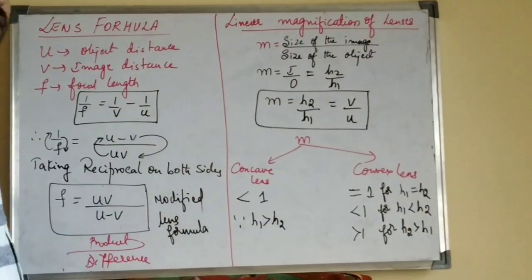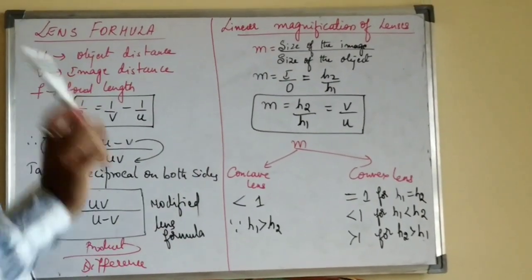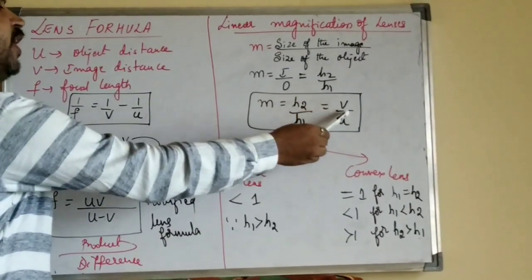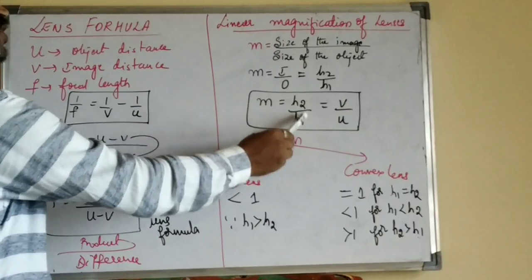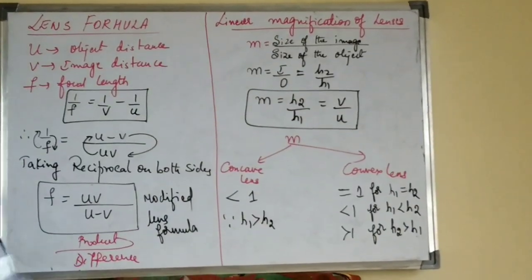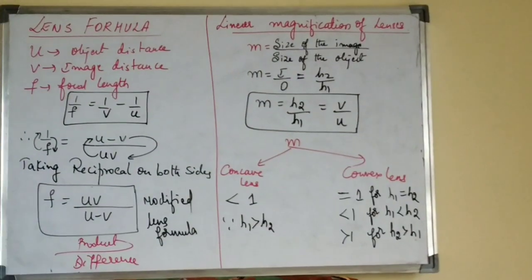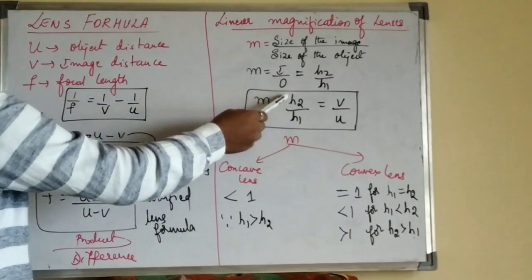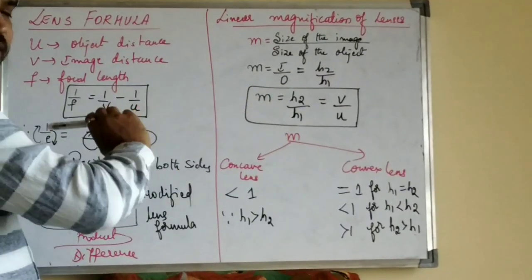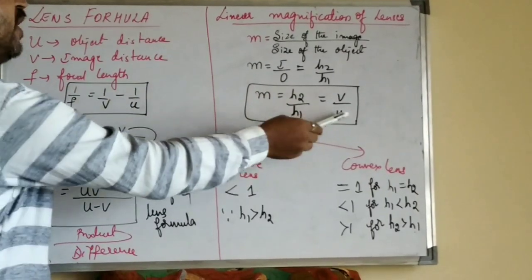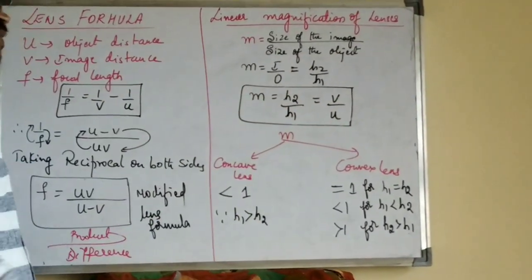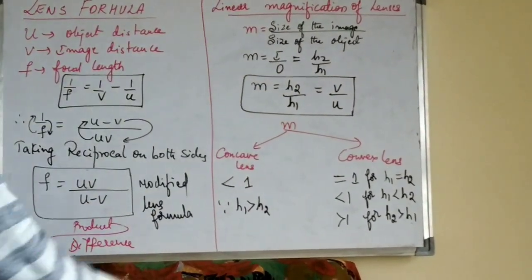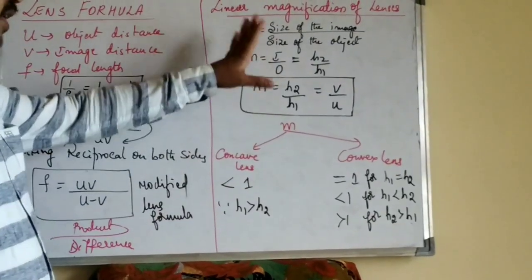You know that just like the mirror formula, now we have the lens formula, but there is no negative sign here. So we have m is equal to H2 by H1, which is equal to V by U. I repeat, m is equal to H2 by H1 is equal to V by U. Now this is the formula for linear magnification of lenses. Linear magnification is taken as the ratio of the heights of image and object, as well as the distances measured from the optic center, that is object and image distance.